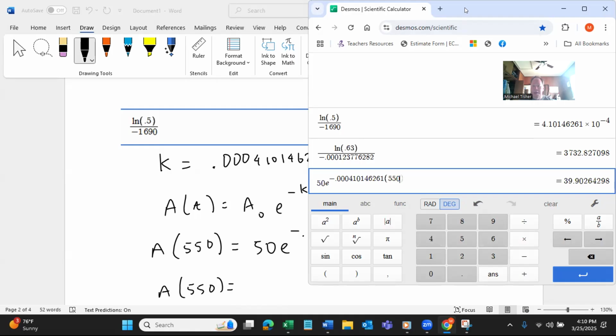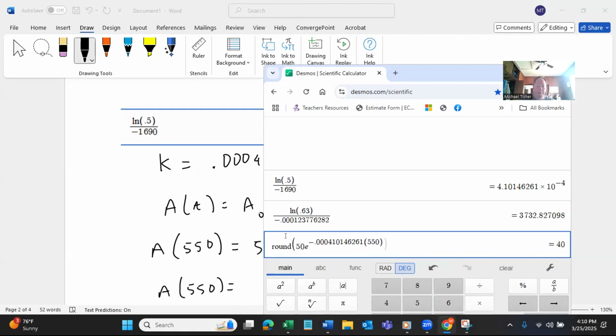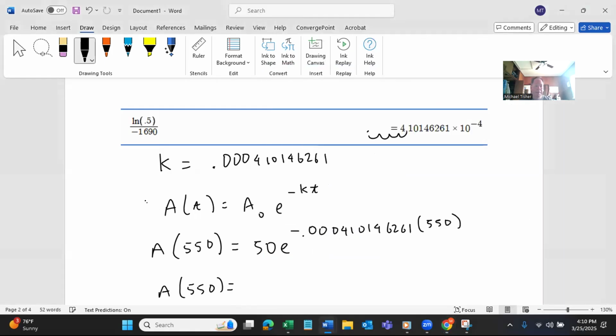All right. And we were asked to round to the nearest 3 decimal places, so we can get Desmos to do that for us as well. We'll type the word round, go all the way to the end of the expression, put a comma, and put 3 for 3 decimal places. And we're given 39.903. So that's our answer.